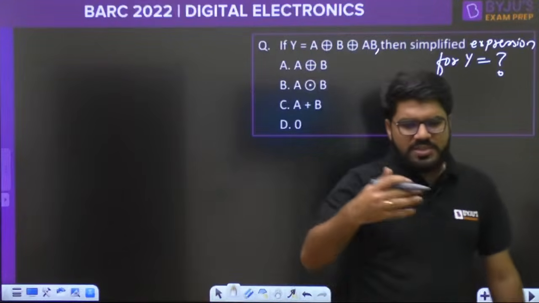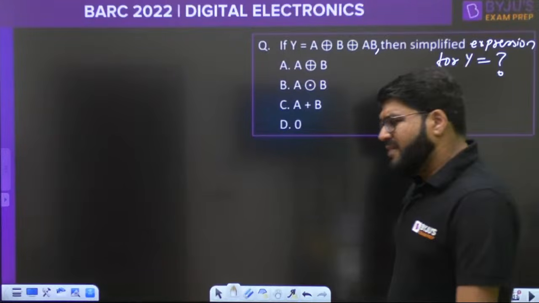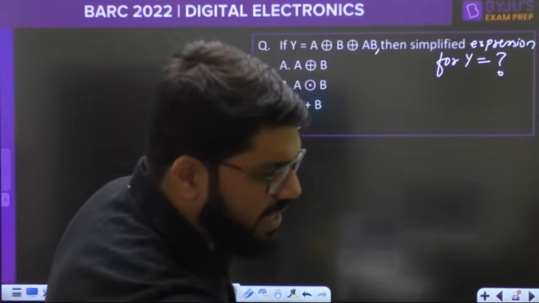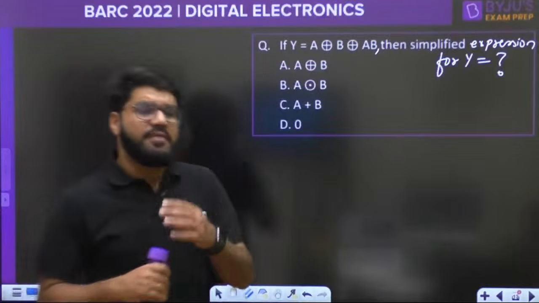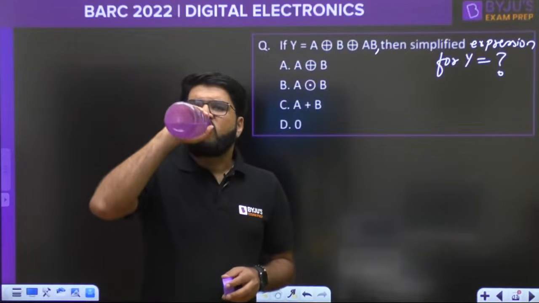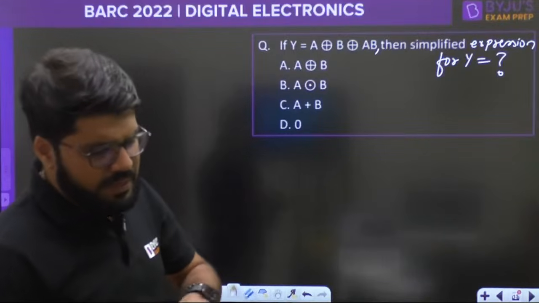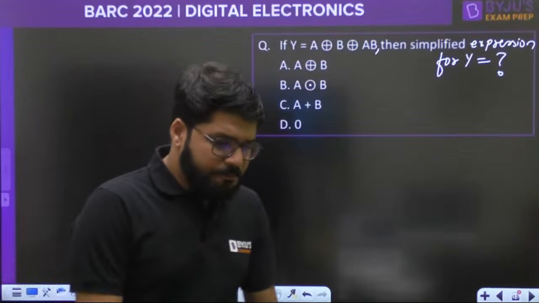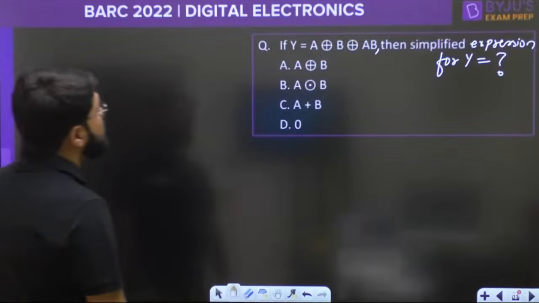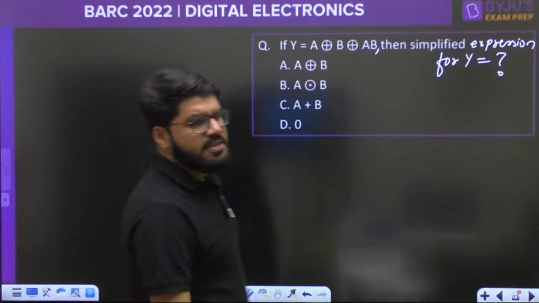See, if you are going to use the XOR formula in chain, this can become a little lengthy. You are solving questions at the level of BARC and HAL, and as we have already discussed in the pattern, you have less time, around 1 minute approximately. So the approach and questions have to be simple and realistic. Going by formula would be a little unrealistic. So if Y is A XOR B XOR AB, what should the simplified expression be?